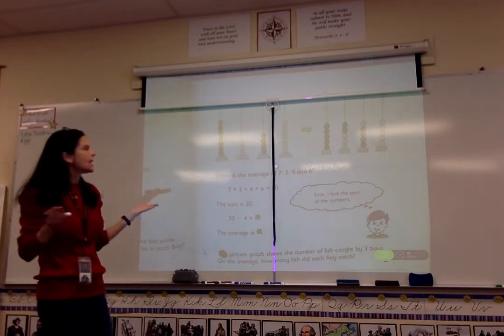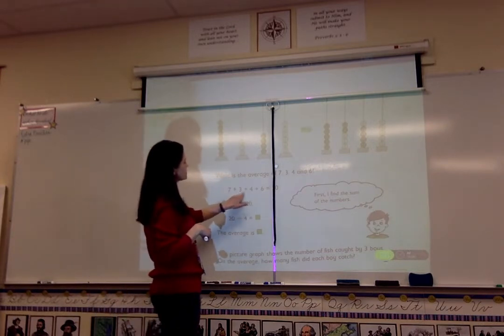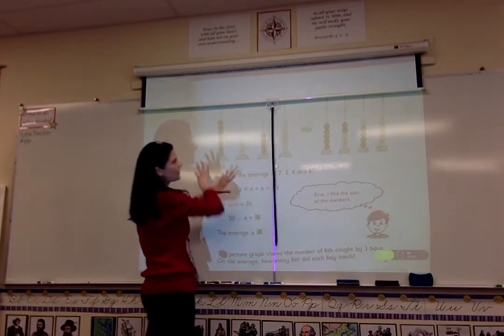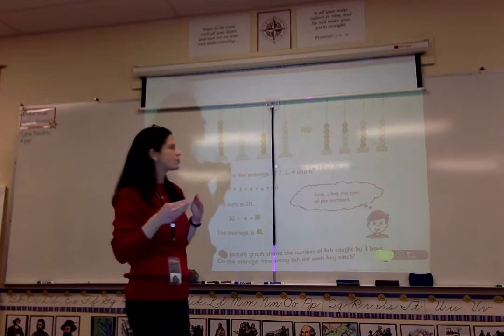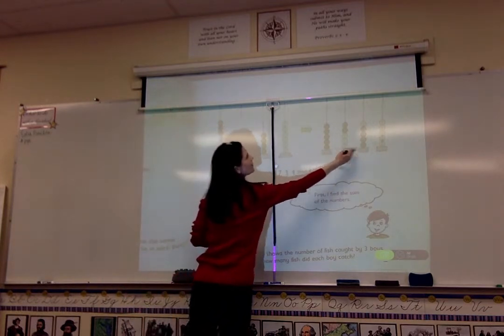Well, what would that look like? Well, if we could add all the beads together, 7 plus 3 plus 4 plus 6, we would find out that there are 20 beads total. And if we rearranged the beads so that there was an even number of beads on each abacus, there would be, as you can see, 5 on each abacus.